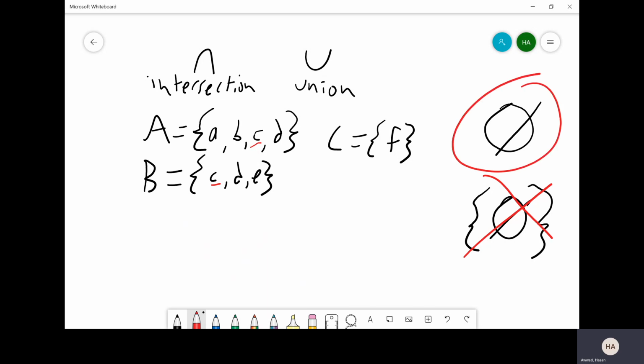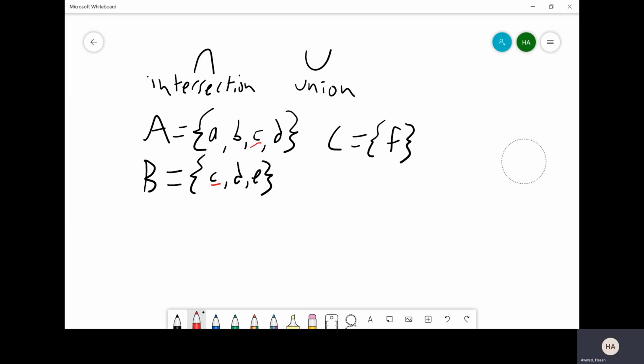What we are looking for is, if you have an intersection of two sets and you get no shared values, just draw the circle with a slash through it. Again, that means empty or null set, and that means that there's nothing shared between the two. So again, make sure you do not put curly brackets around the empty set. I just wanted to make that clear.